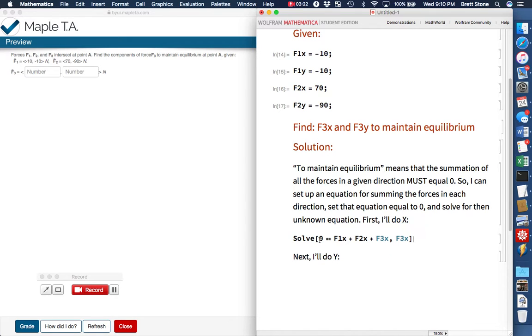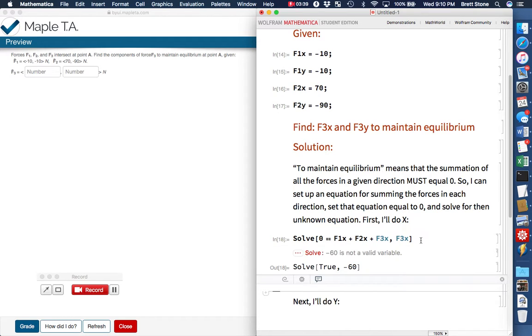So this is my formula part right here before the comma: 0 is set equal to F1x plus F2x plus F3x. And it knows what F1x and F2x are, but not F3x, and that's what I want it to solve for. That's the second part. And then if I hit Shift Enter, it will solve it. And it says, look, it's -60.